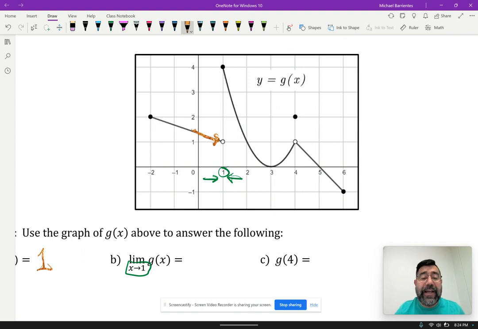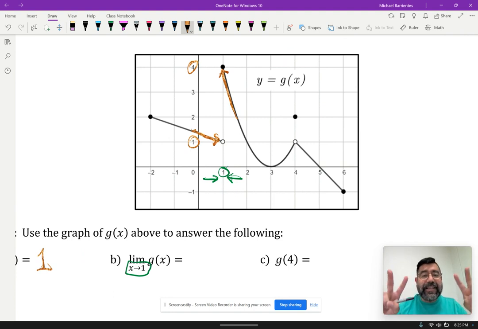What's the y value that the graph is heading towards? I don't care if it actually gets there, but what is it heading towards? Well, if I come from the left side, it's heading towards 1. Okay, what's the y value, the function value that the function is heading towards if I come from the right side? Oh, it's going towards another y value.